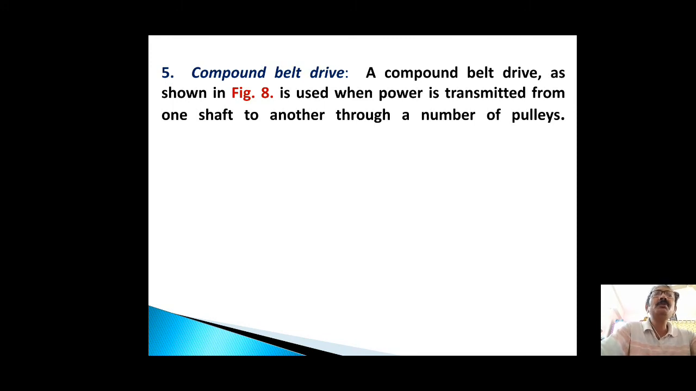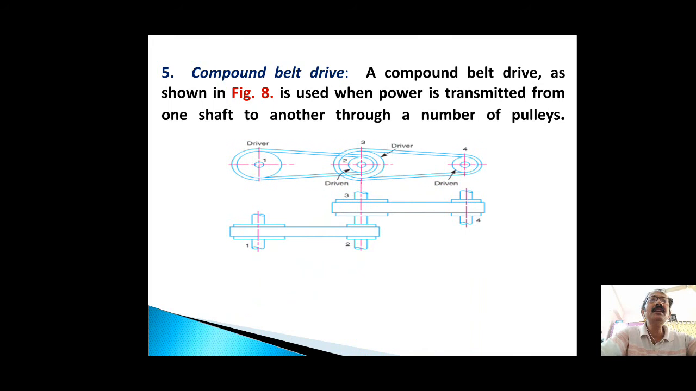Now, number 5, the compound belt drive. A compound belt drive, as shown in figure 8, is used when the power is transmitted from one shaft to another through a number of pulleys. In this case, on a particular shaft many pulleys are mounted. So when different powers or different velocities are to be transmitted from one shaft to another, the compound belt drive is used.